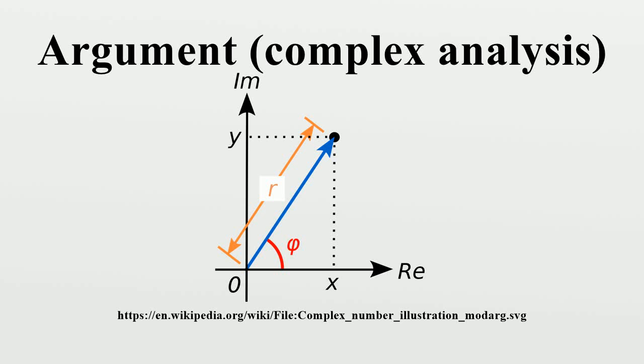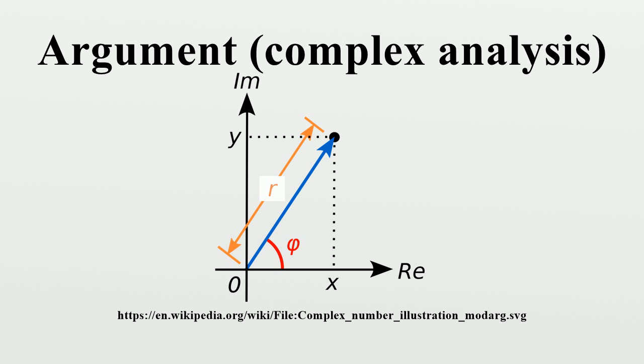In mathematics, arg is a function operating on complex numbers. It gives the angle between the positive real axis to the line joining the point to the origin, shown as phi in Figure 1, known as an argument of the point.